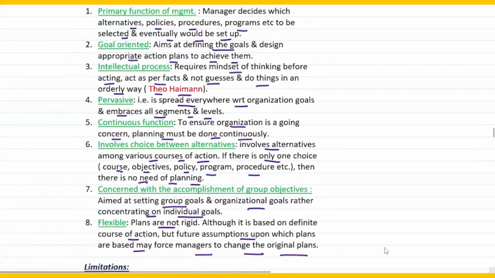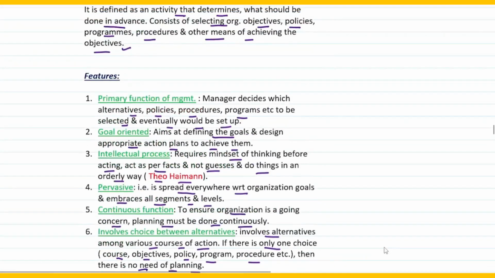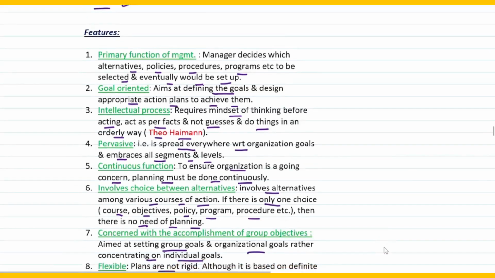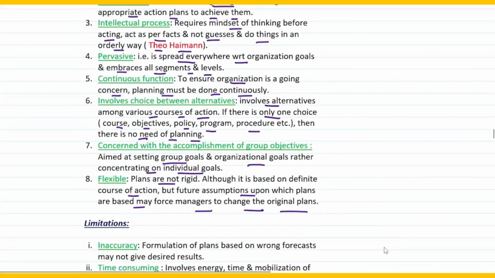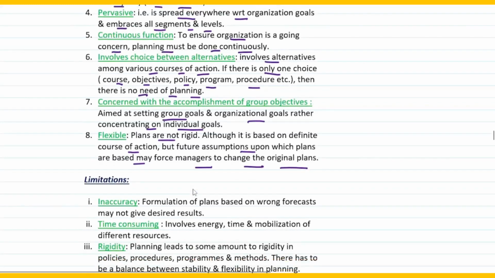Okay, so quickly look at what all features there are of planning. First, it is the primary function of management, and should be goal oriented. It's an intellectual process. It is pervasive. Pervasive means what? It should be spread everywhere and it should cover all segments and levels. It is a continuous function. It involves choices between alternatives. It is concerned with the accomplishment of group objectives, and finally it should be flexible, right?